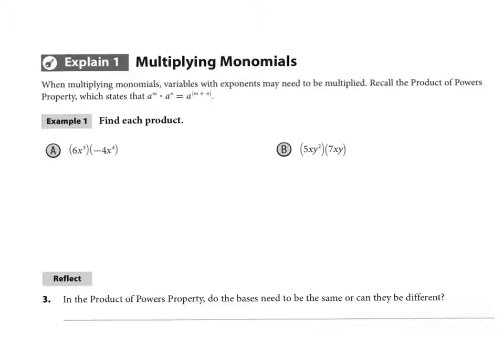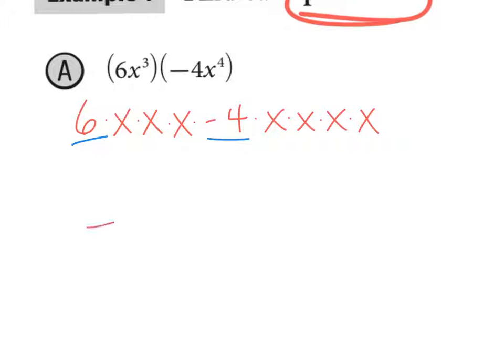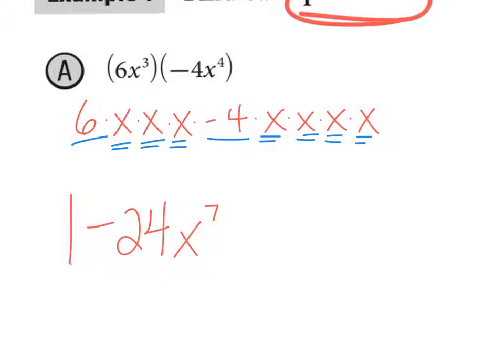This first set is just multiplying monomials. So this is when I've got kind of some simpler things going on. Anytime it says product, that just means to multiply. All right, so example A here, if we want to do the when in doubt, expand it out, we can. That's going to give us 6 times x times x times x times negative 4, and then there's 4 x's. And when I regroup, I've got 6 times negative 4, negative 24. And 1, 2, 3, 4, 5, 6, 7 x's, so x to the seventh.